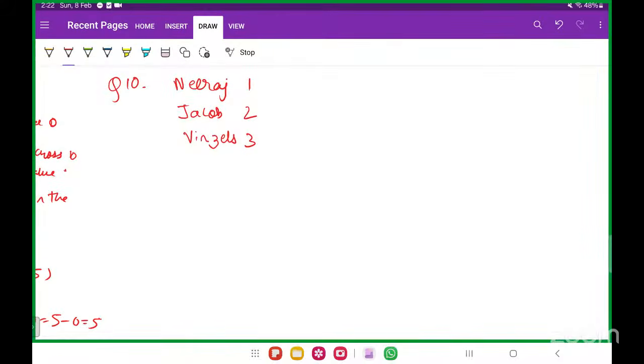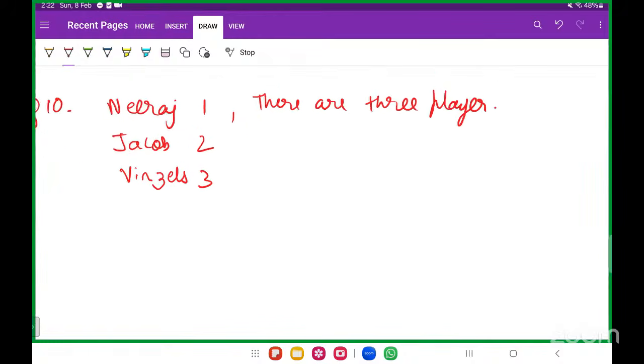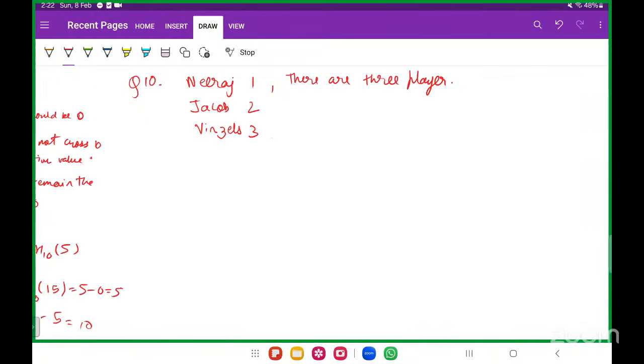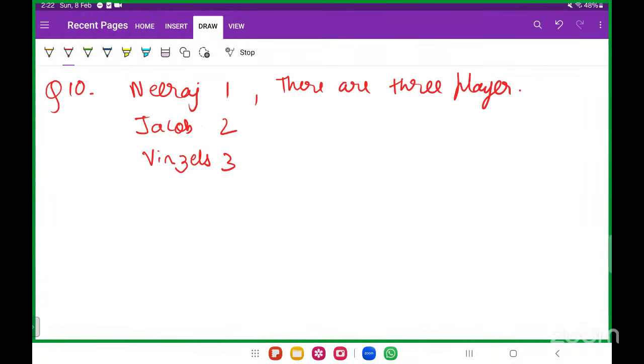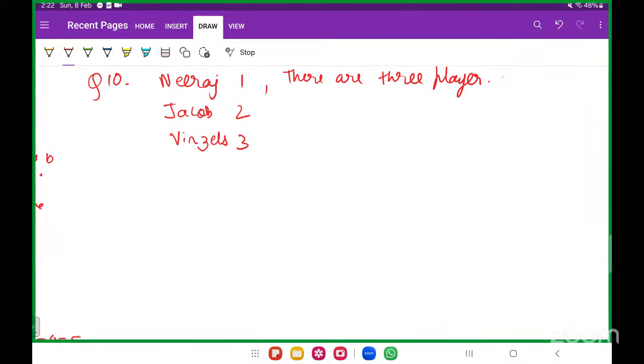So in aptitude, there was a problem. There are three players: Neeraj, Jacob, and one more player, Vincent. Neeraj secured rank one, Jacob rank two, and Vincent rank three. There are 6 rounds. It is clearly mentioned that in the 6th round, except Neeraj, the other two fouled. So the 6th round has been left out. Now there are 5 rounds.